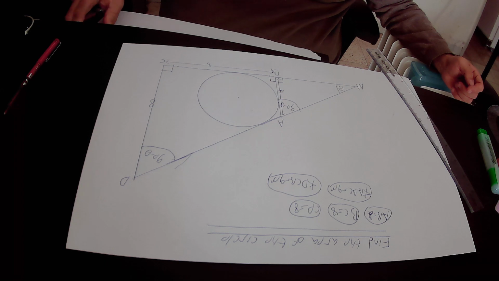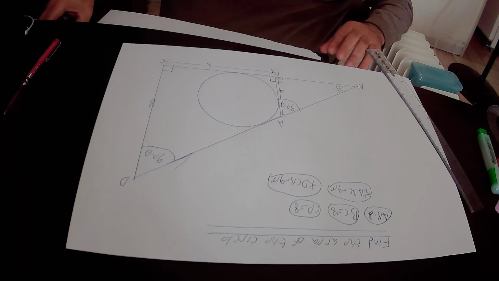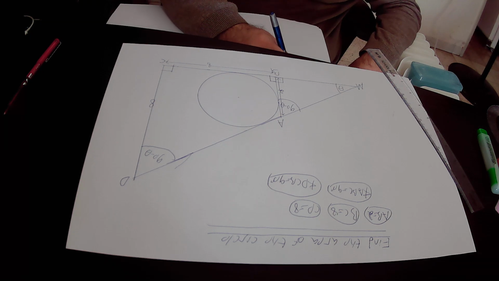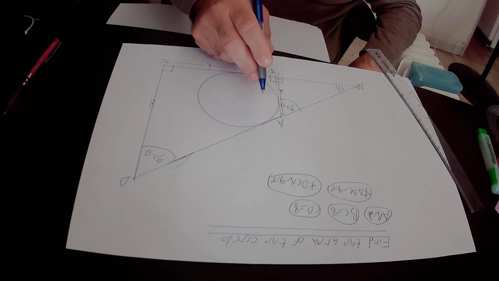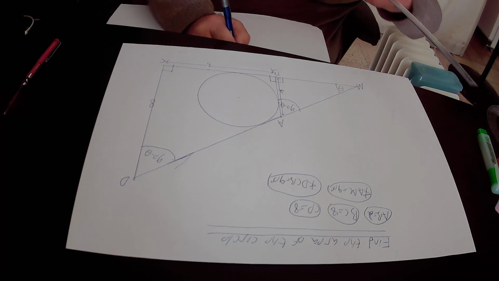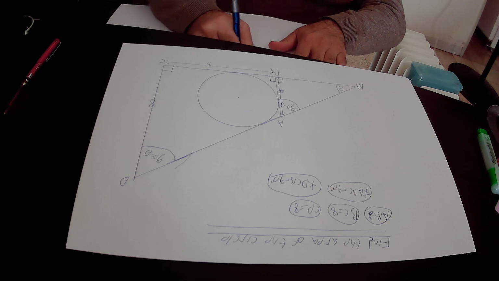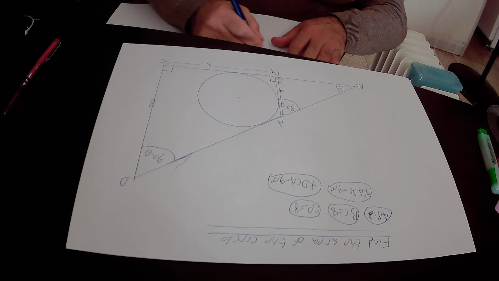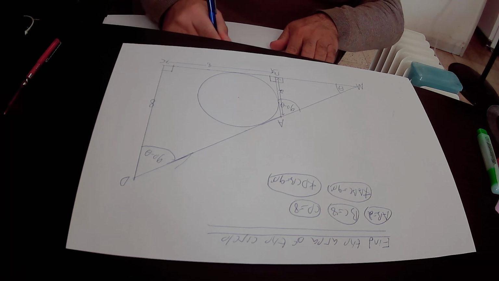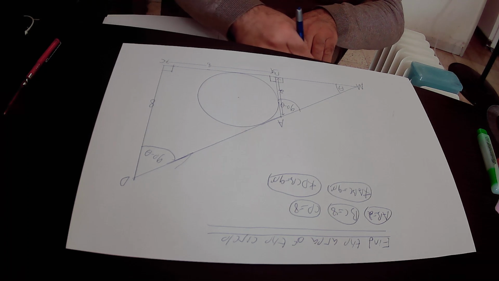So I write it down. The big triangle DMC is similar to the small triangle AMB. Why are the two triangles similar to each other?